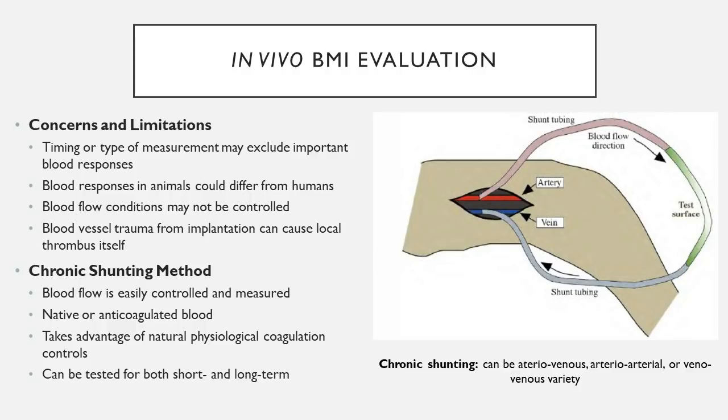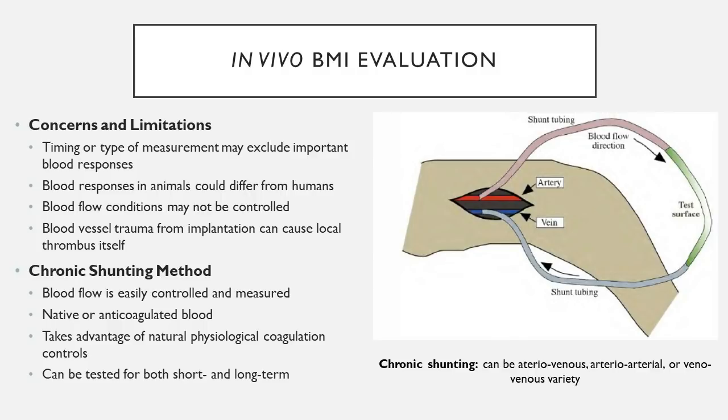I'll talk about one of the more common in vivo BMI evaluation methods, which is called chronic shunting. This is where a shunt is made that implants in one of the arteries of an animal and then recirculates back into a vein. What's nice about this method is that you can actually control the blood flow somewhat easily, and you can even measure it through visual means itself. You can use either native or anticoagulated blood, depending on your test setup. You can also take advantage of natural physiological coagulation controls that the animals would have itself, so antithrombin and the like. Also, this can be used to test both short and long-term BMI evaluations.